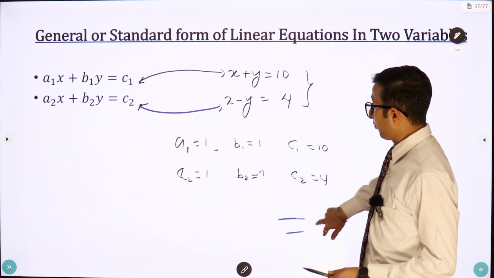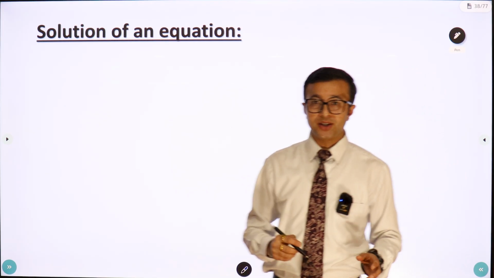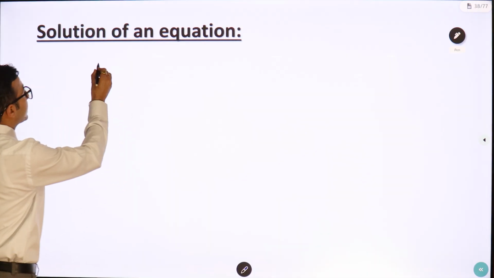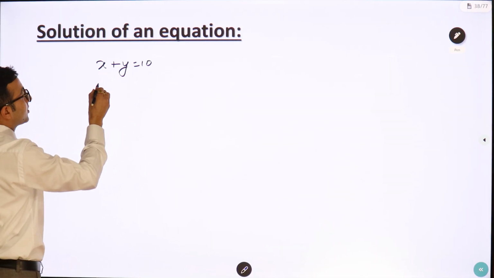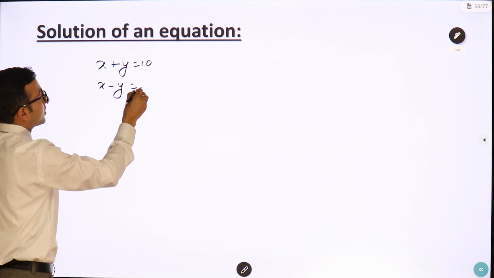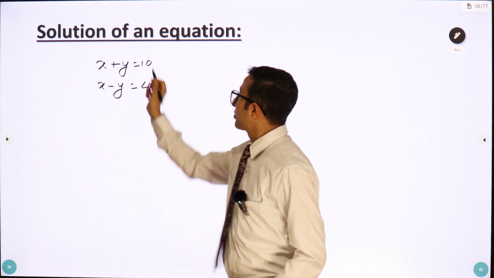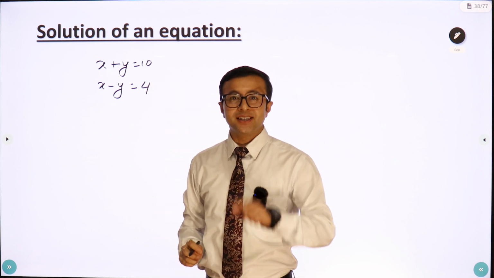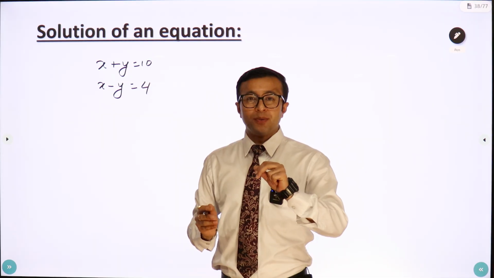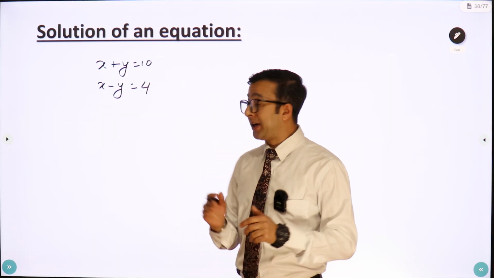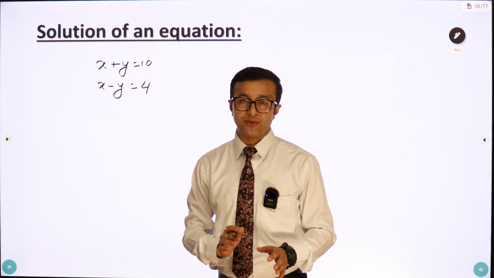Now, what is the meaning of the solution of an equation? We have just seen two equations, which is a very easy one: x + y = 10, x - y = 4. Think of two numbers whose sum is 10 and difference is 4. It means that adding the two numbers should give us 10, and subtracting them should give us 4. So what is the possible value?